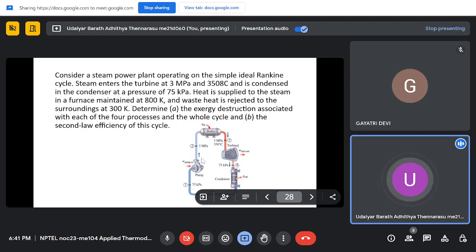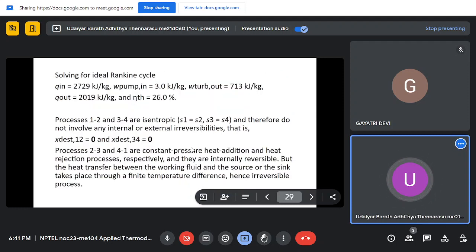As I told in the previous slide, exergy destroyed will be T naught, the ambient temperature or the dead state temperature, times the entropy generated. So this being isentropic, adiabatic and reversible, there will be no heat transfer and no entropy generation. So this will be 0, and therefore there will not be any irreversibility. So exergy destroyed in process 1-2 and process 3-4 will be 0.